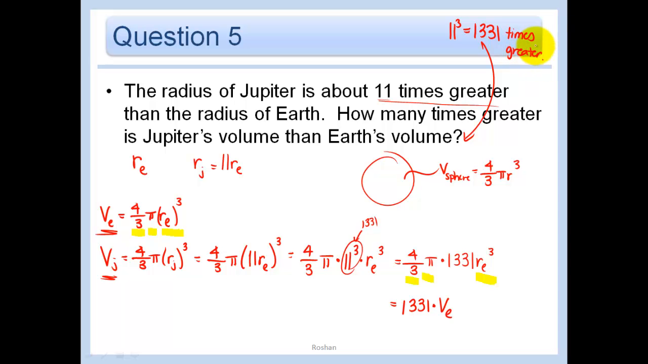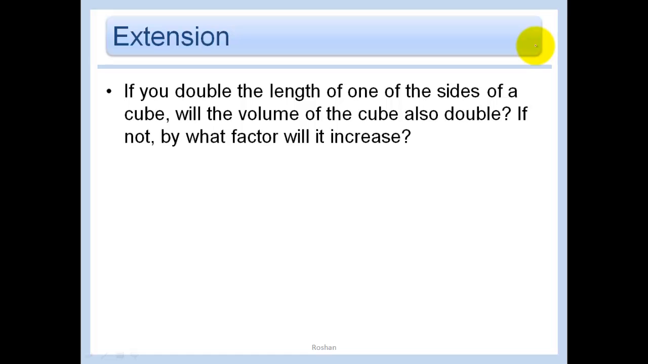Now that's a tricky one, but don't worry, we're going to do it again right here. And this is also a common type of thing that you would see on the SAT. So it's very important that we get it down. If you double the length of one side of a cube, okay, let's look at a cube first. So here's a cube. All right, so if we have an x by x by x cube, then the volume of the cube is just x cubed. That's normal. But it says if you double the length of one side of the cube.